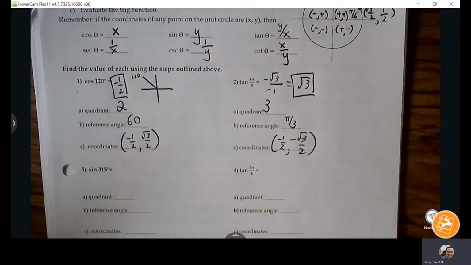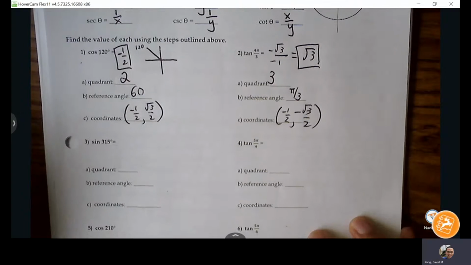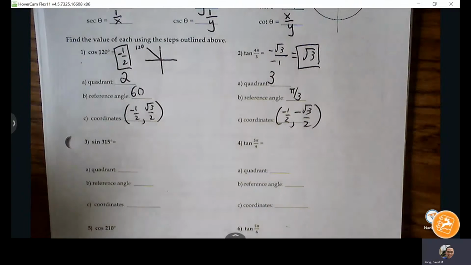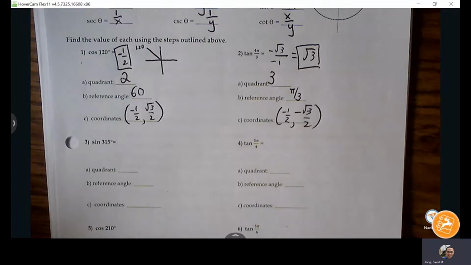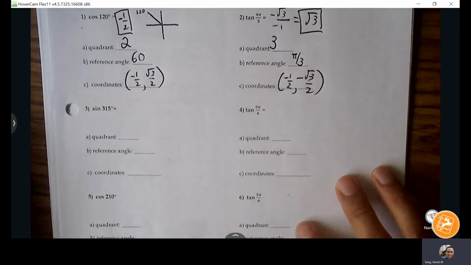Any questions so far? We're just exploring ways where we can find values on the unit circle quickly, and not having to fill it out every time we want to look for an angle.